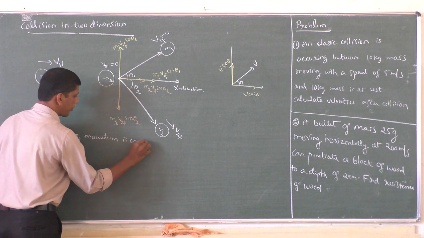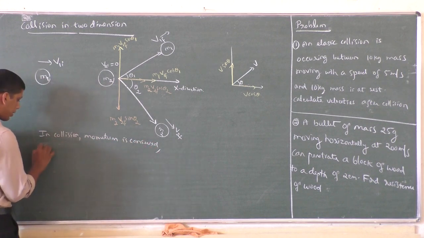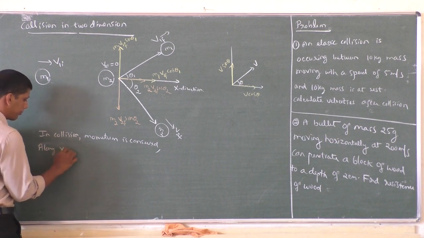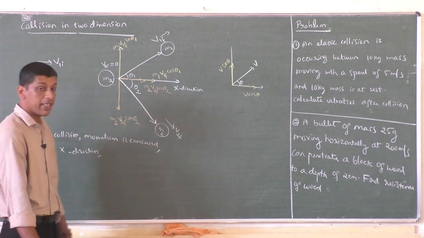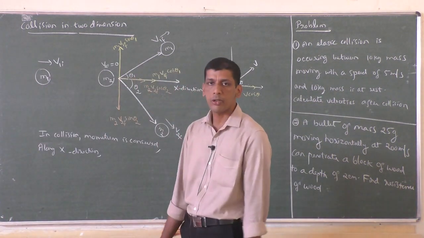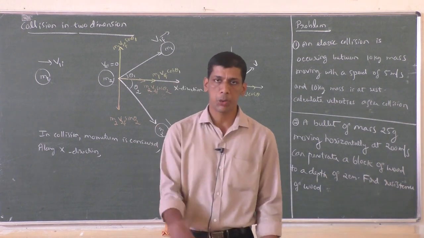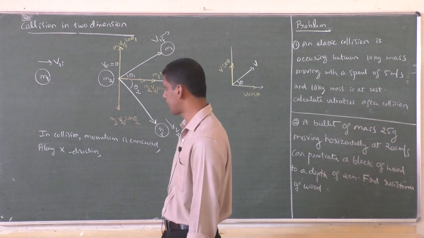Momentum is conserved. That means the momentum along the x direction. What is the momentum along the x direction? Now first of all, we have to look at the x direction. So momentum is conserved means total momentum before collision should be equal to the total momentum after collision. So what is the momentum along the x direction?